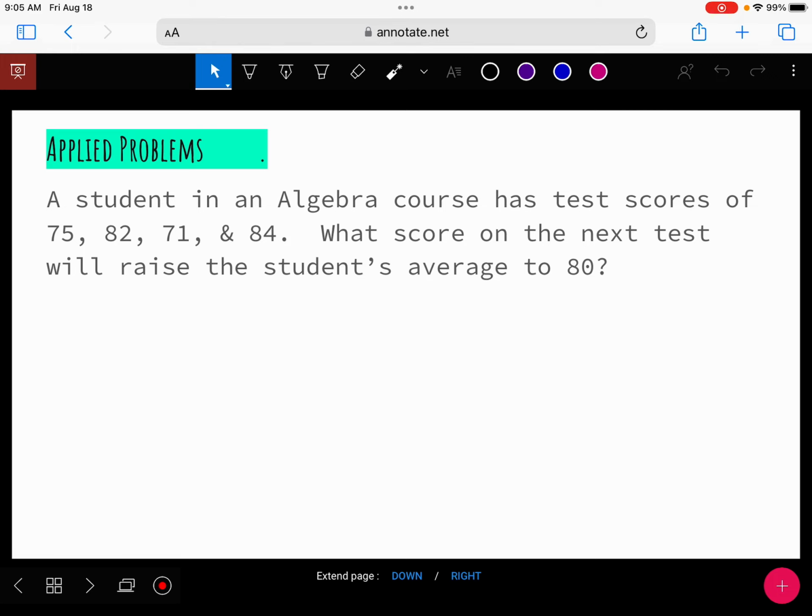Okay. So what we're going to do is we are going to read these stories and write some equations, and we're going to solve some stuff. So we've got that a student in an algebra course has these test scores, 75, 82, 71, 84. What score do they need on the next test to get an average of 80?